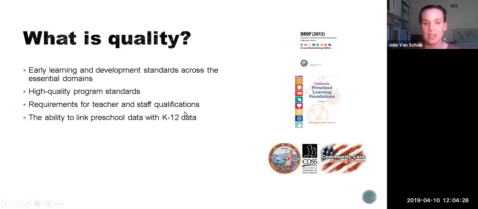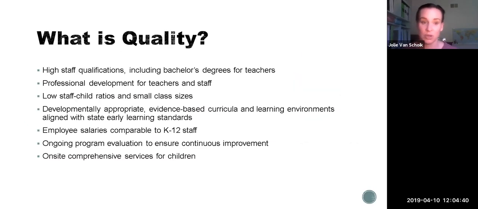But we would like our data also to be included so that we can show all of the amazing work that we're doing in early childhood education and how we are preparing children in play-based programs and developmentally appropriate programs for their entry into kindergarten.